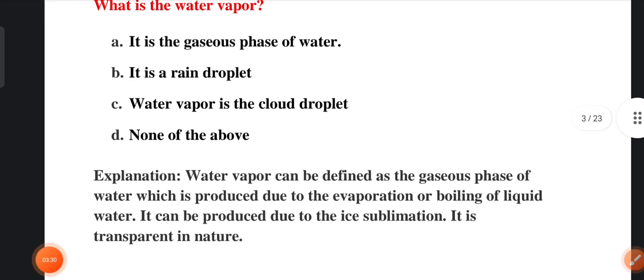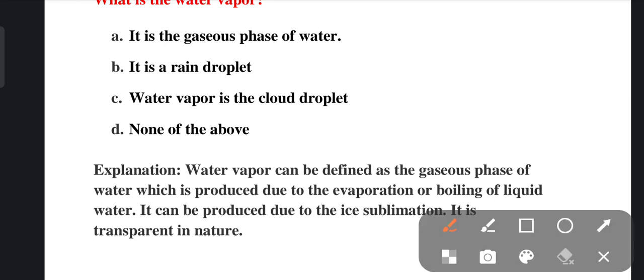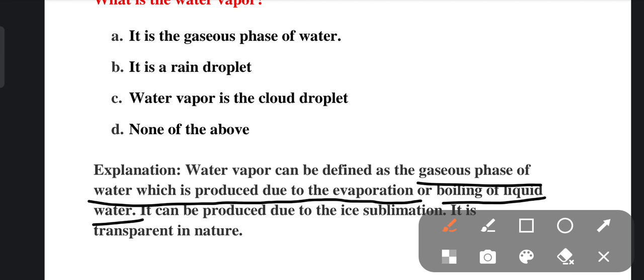So for this question, there is an explanation that water vapor can be defined as the gaseous phase of water which is produced due to the evaporation or boiling of water. So when we are boiling the water, we can observe the evaporation of water. It can also be produced due to ice sublimation. It is transparent in nature, so we cannot continuously observe the water vapor. Why? Because it is mixed with the environment, so that is called water vapor.